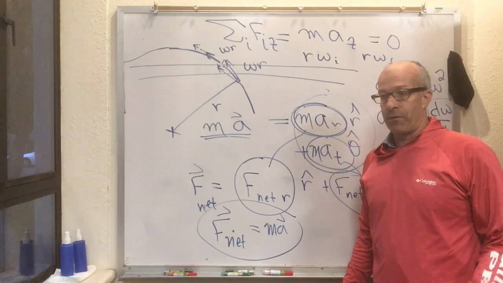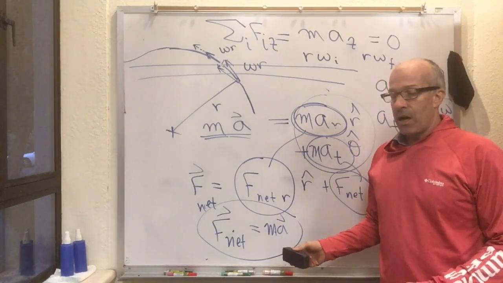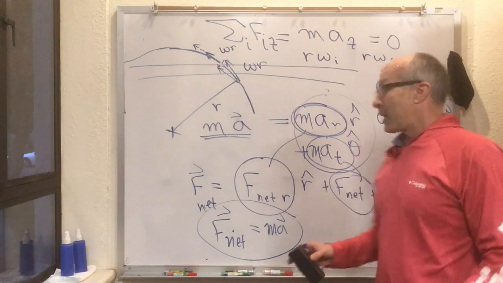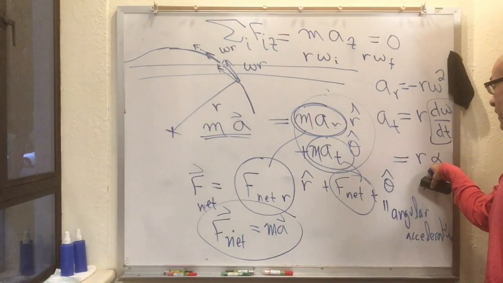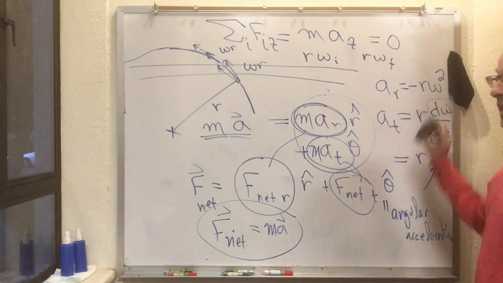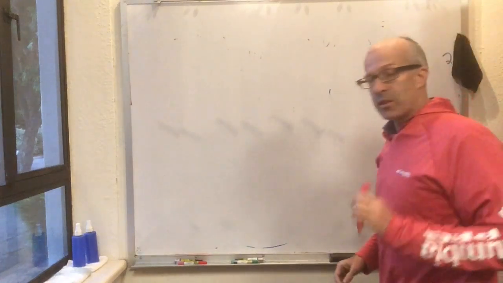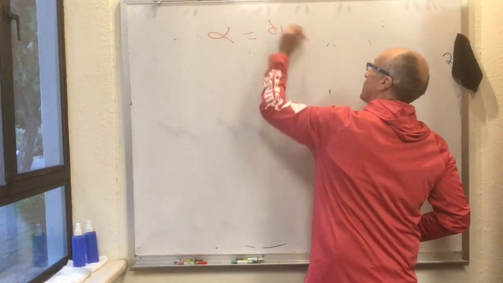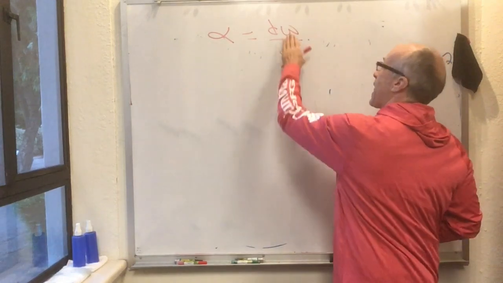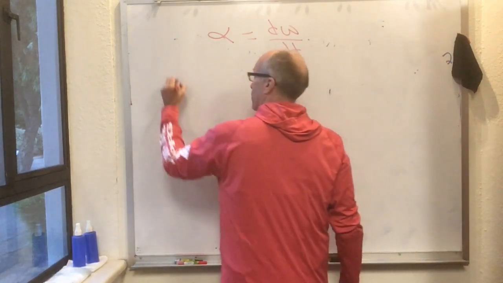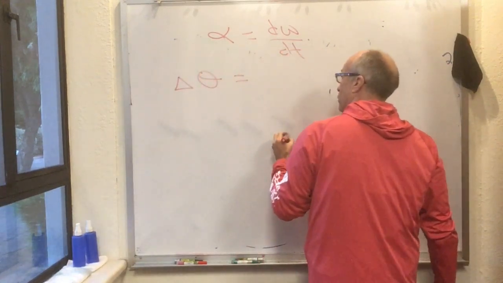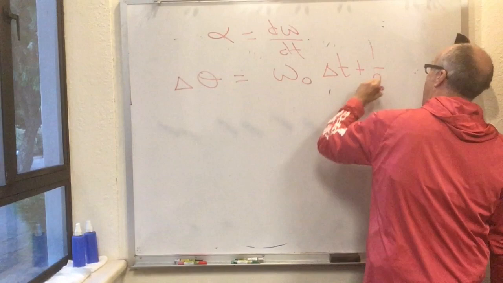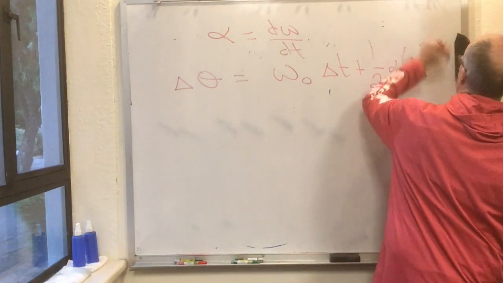And just like for constant acceleration problems with position and velocity, we can have constant acceleration problems with angle and angular velocity. That is to say, we can have problems where alpha itself is a constant, which means that omega is steadily increasing with time. So let's just summarize that last idea, that alpha itself might be a constant. Alpha is equal to d omega dt. This says that the angular velocity is smoothly changing. Then you're going to have this formula for delta theta. Delta theta is equal to whatever the initial angular velocity was times delta t plus 1/2 alpha delta t squared.